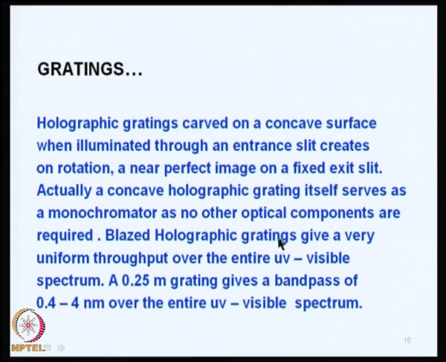So, blazed holographic gratings give a very uniform throughput over the entire UV visible spectrum, unlike prisms. In prisms, the dispersion is not linear, whereas in blazed holographic gratings you get a linear spectrum. So, a 0.25 millimeter grating gives a band pass width of 0.4 to 4 nanometers over the entire UV visible spectrum. This is the beauty of blazed holographic gratings.